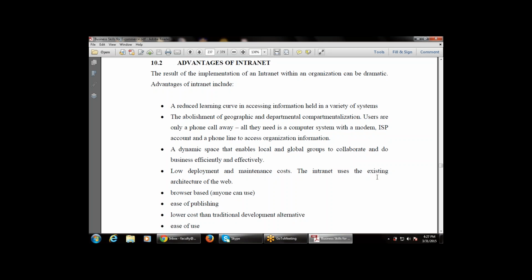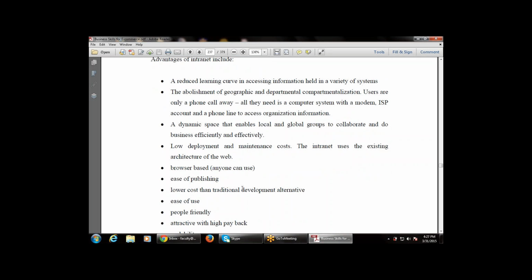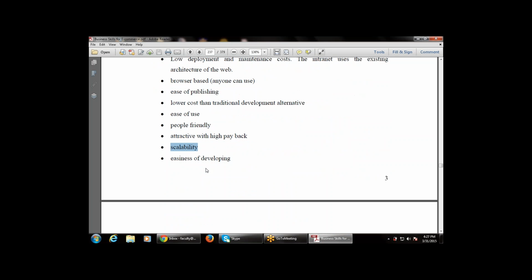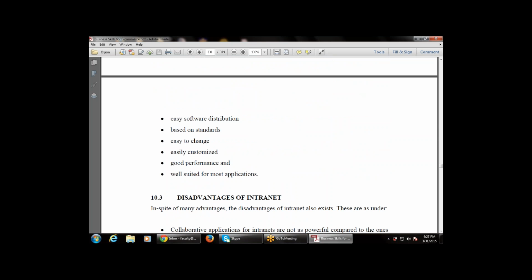Then this is browser based, with ease of publishing and ease of using, then low cost compared to the traditional development alternative, easy to use, user friendly, attractive with high payback, scalability, easy to develop, easy software distribution, that is based on the standard, based on the protocol, based on the rules and regulations, easy to change, easily customized as per the user requirement, good performance, well suited for most applications, mostly suited for the web based applications that are used in day-to-day scenarios.